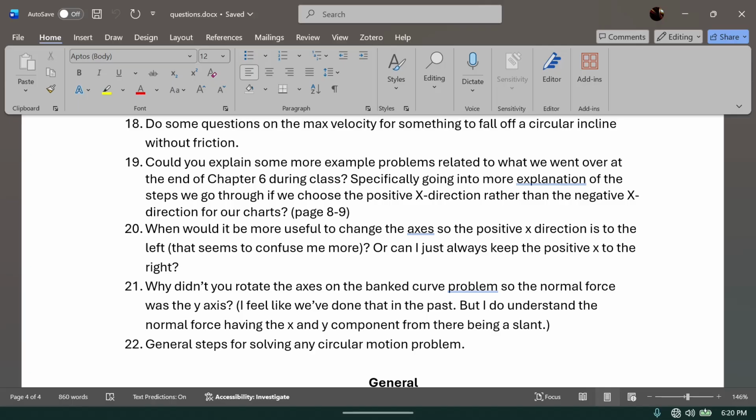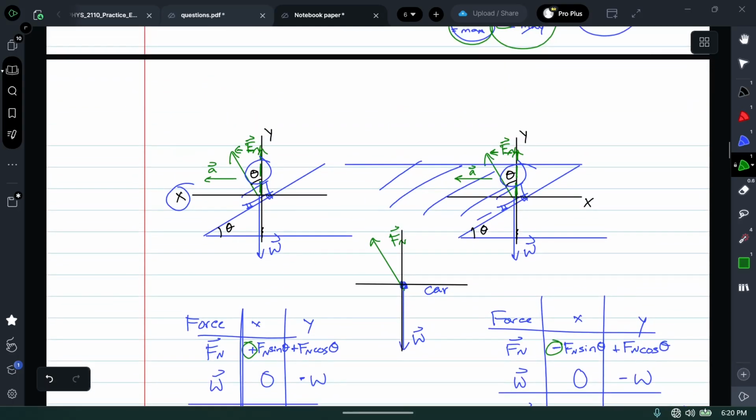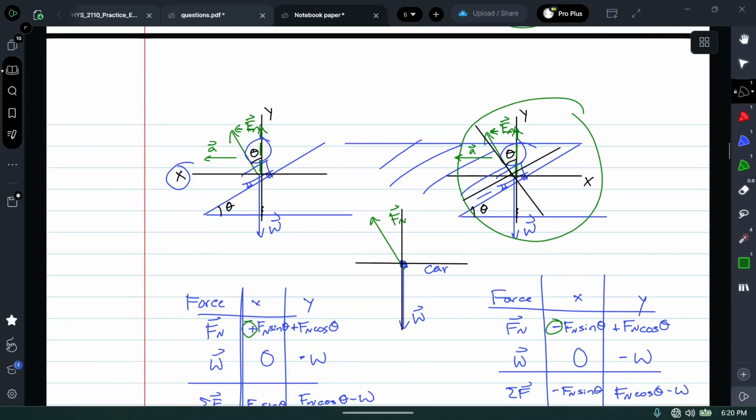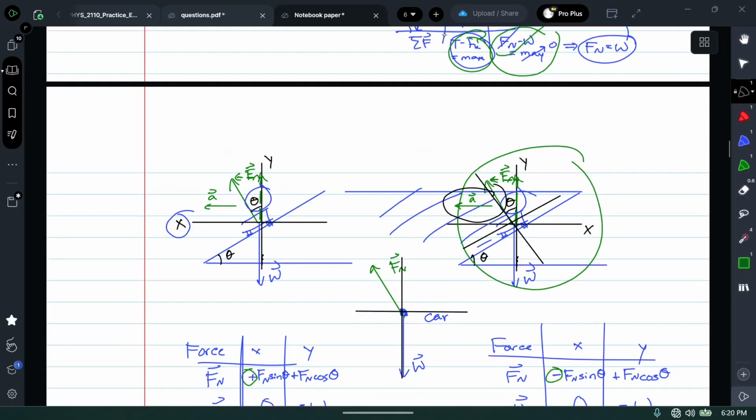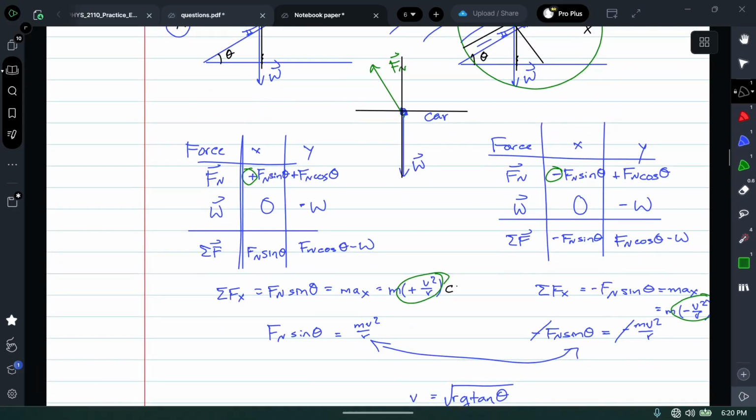Why didn't you rotate the axes on the banked curve problem, so the normal force was the y-axis? Very good question, very good observation. I did gloss over that. The reason I chose my axes this way instead of the usual way we have for ramps is that if I did that, this acceleration would have components in the x and y directions. I would be dealing with mv squared over r cosine theta, depending on what angle I'm talking about, and mv squared over r sine theta.